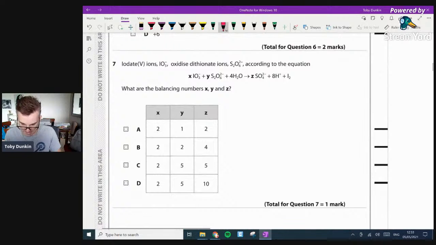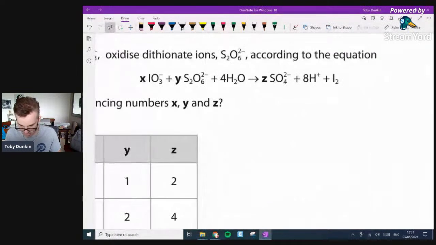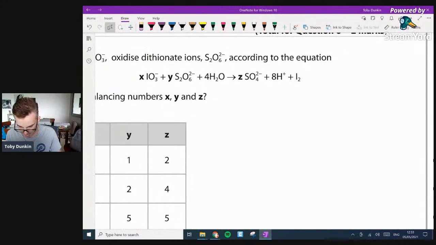Oh, okay. Balancing equations using redox. That's a bit more tricky.